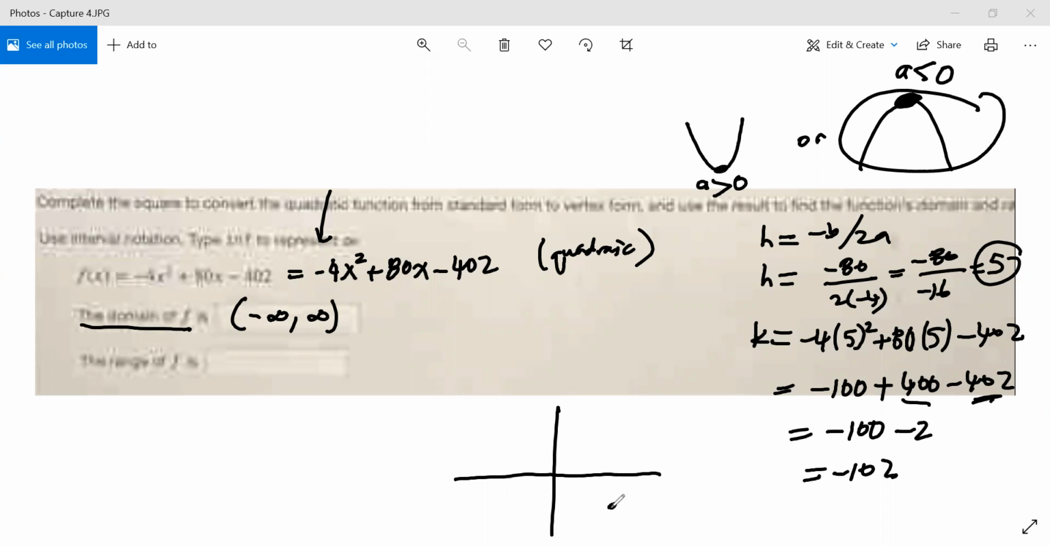So the graph is kind of like that. Okay, the graph is like that. And this value here is negative 102. So then the range is from negative infinity to negative 102, and this is a bracket right here. This must be a bracket. And these are all parentheses, because this is a maximum value, so I can't pass negative 102. Okay, so basically that's it.